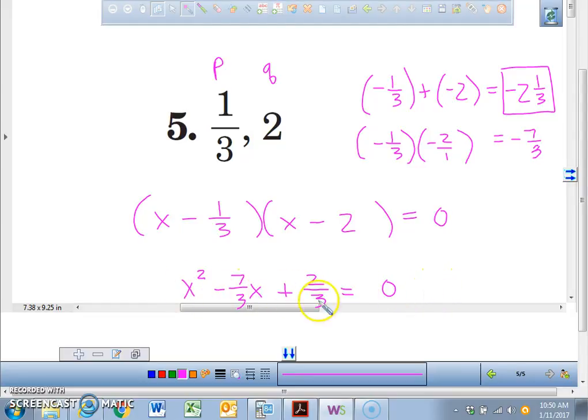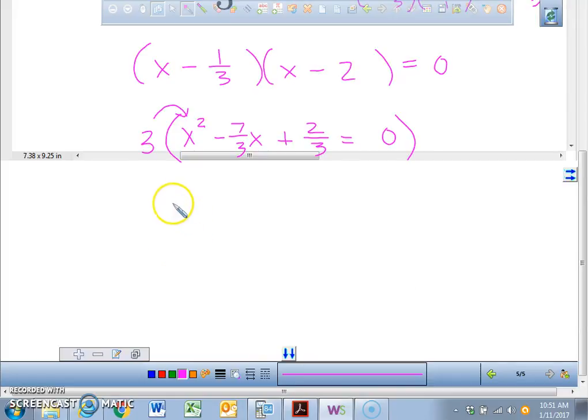Now, technically, everybody, this is a correct answer. This equation right here would have two roots. You would have one root at 1/3, and you'd have one root at a positive 2. What I'd like us to do is take everything so we don't have to worry about fractions. I want you to multiply every number by a 3. Whatever number is in the denominator, just multiply everything by that number right there, and look what happens.